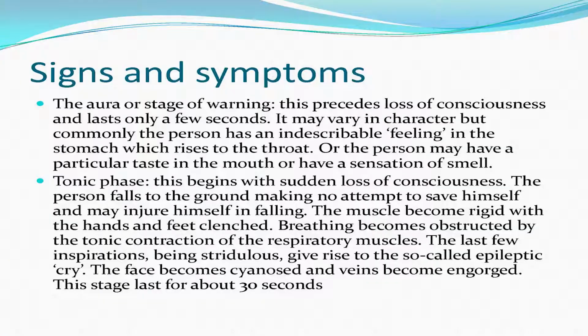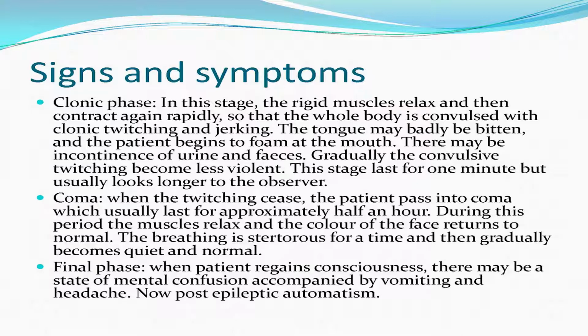Right, and then if you do not intervene in the difficulty in breathing, the face may appear cyanosed, and the veins become engorged due to inadequate supply of oxygen. Right. Now we move on to the clonic phase. The tonic phase is where the rigidity happened. In the clonic phase, the rigid muscles become relaxed and then contract again rapidly, so that the whole body is convulsed with clonic twitching and jerking. So now the muscles that have become rigid get relaxed, and then the individual starts to jerk.